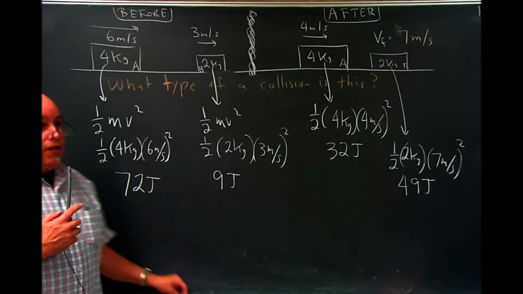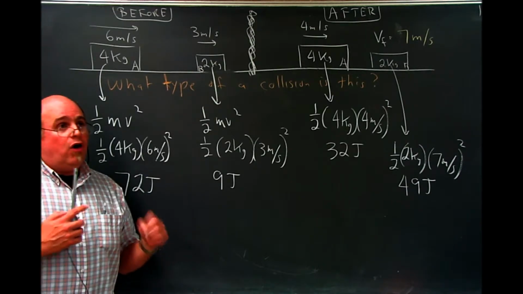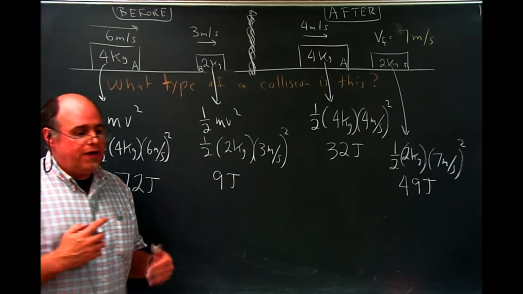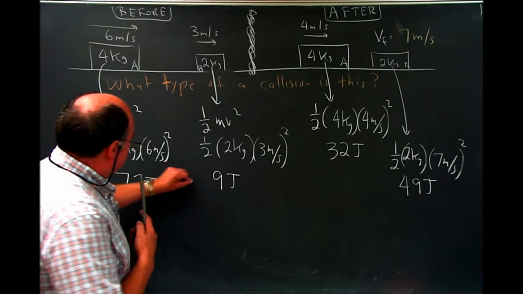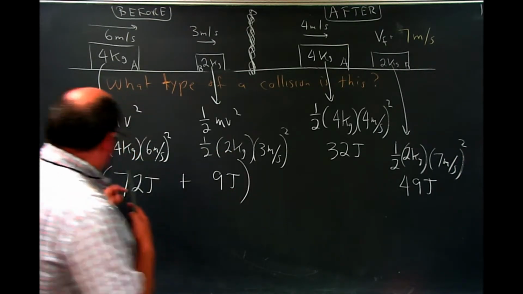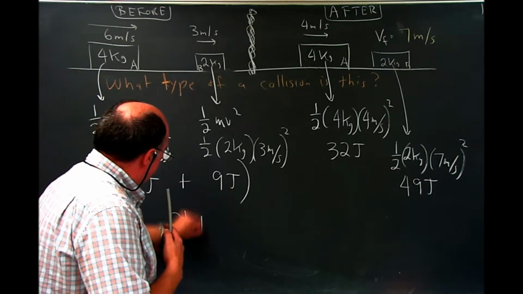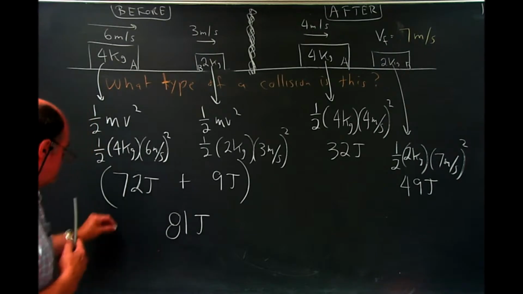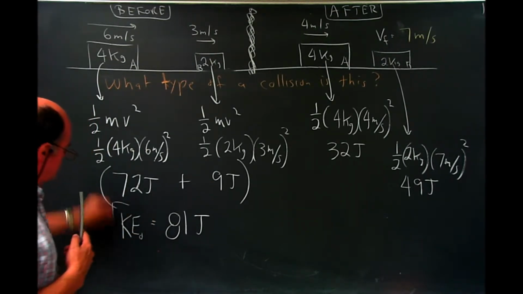Well, the rule says that if it is an elastic collision, then all of the kinetic energies are conserved, meaning all of the kinetic energy before the collision. So these are the two energies before the collision. If I add those two up, I get 72 plus 9, which is 81 joules before the collision. So this is the initial kinetic energy.